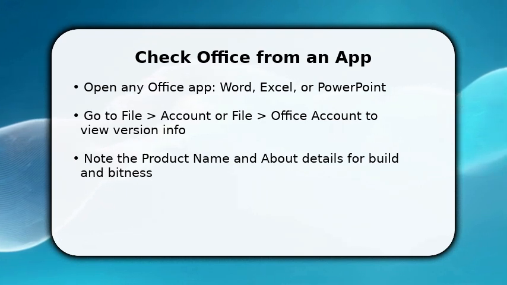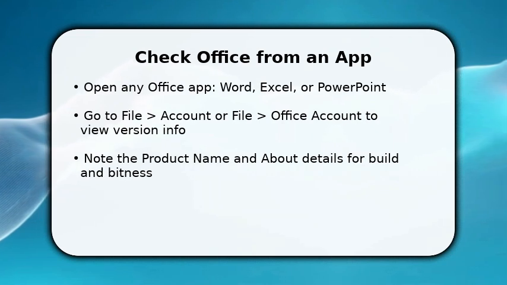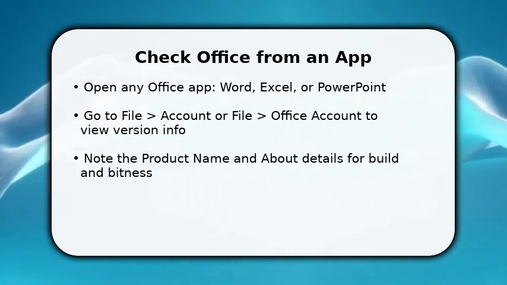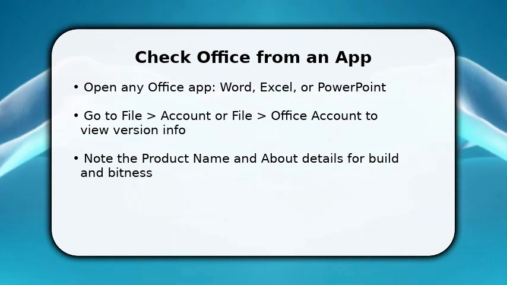Click About to reveal the full version number and whether Office is 32-bit or 64-bit. Write down the product name and build number. These two values tell you exactly which Office iteration you have installed.